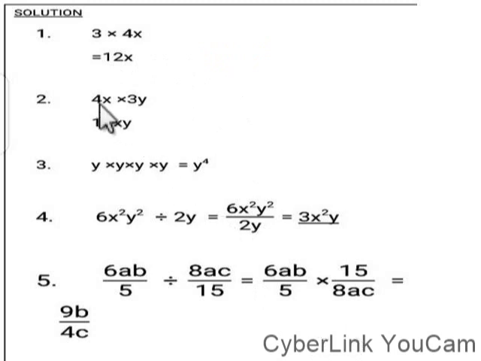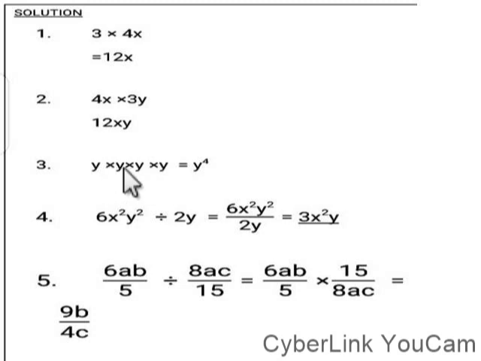Number 2, we have 4x times 3y. 4 times 3 will give us 12. x times y will give us xy. So therefore, 4x times 3y will give us 12xy.